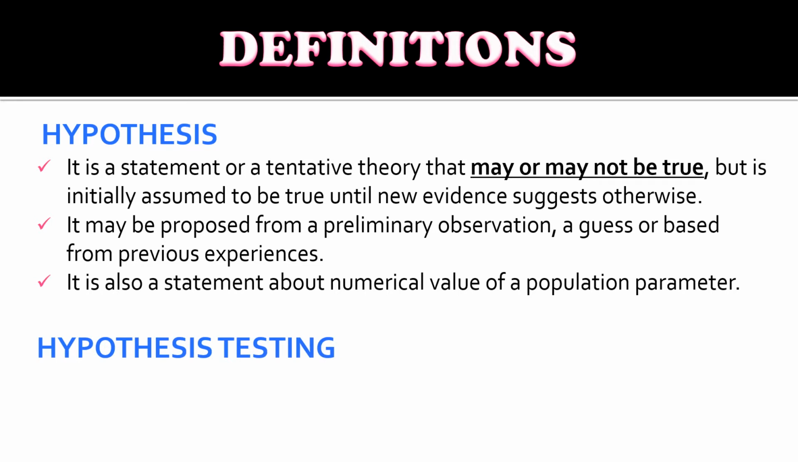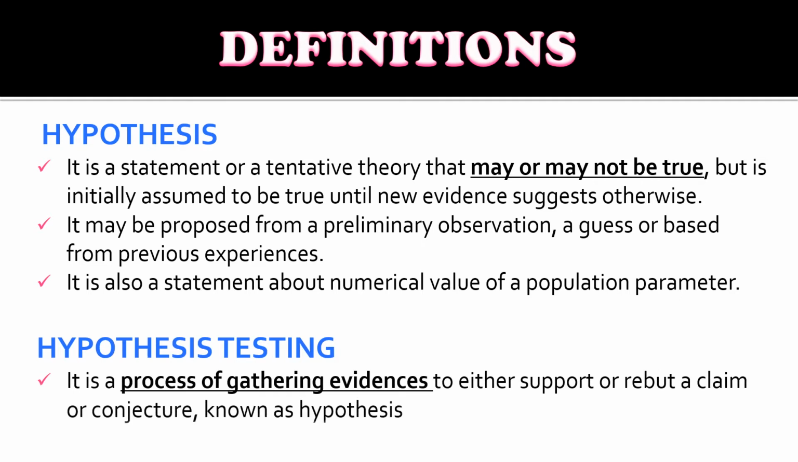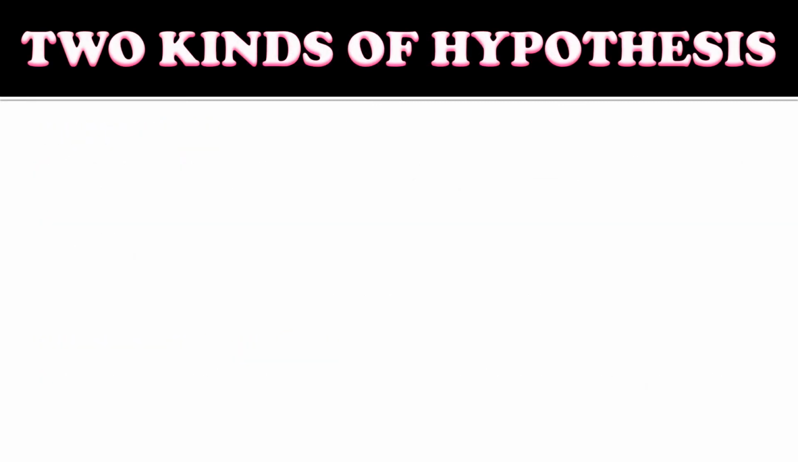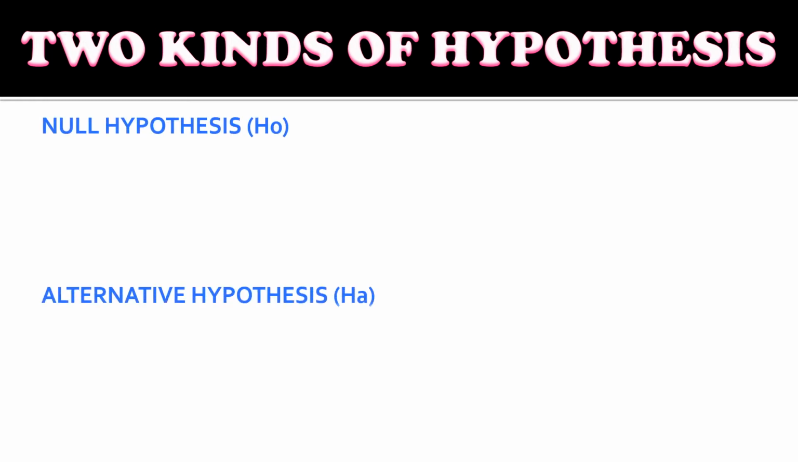Next, we have hypothesis testing. So what is hypothesis testing? It is a process of gathering evidence to either support or rebut a claim or conjecture known as the hypothesis. There are two kinds of hypotheses. One is the null hypothesis denoted by H0, and then we have the alternative hypothesis denoted by HA.